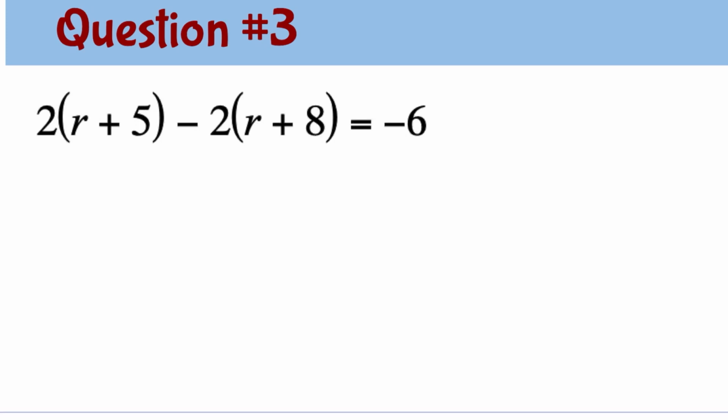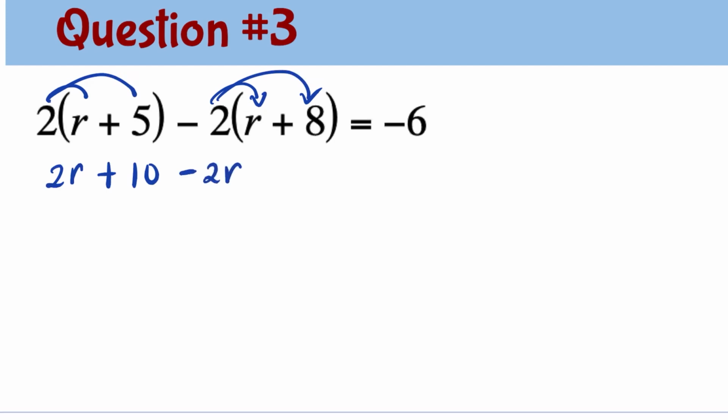So distributing the 2 first, we have 2r plus 10. Distributing the negative 2, or the minus 2, we have minus 2r. Negative 2 times positive 8 is negative 16, is equal to negative 6. Now we need to simplify the left side further by combining like terms.